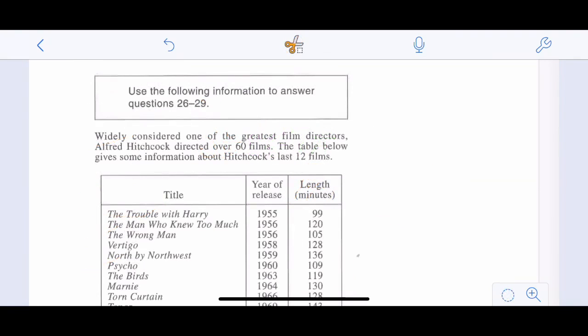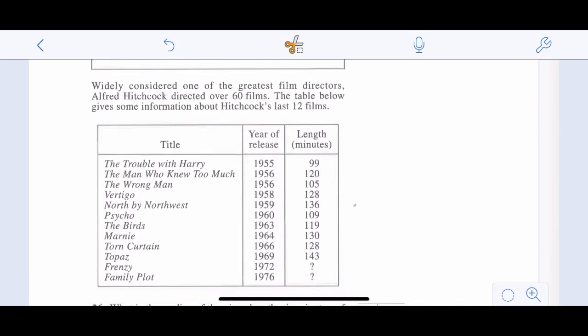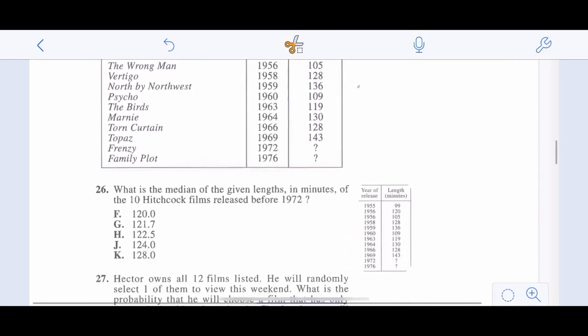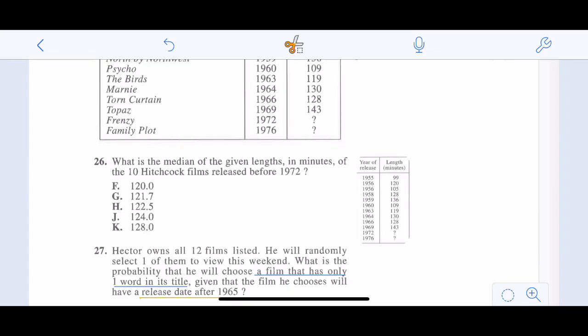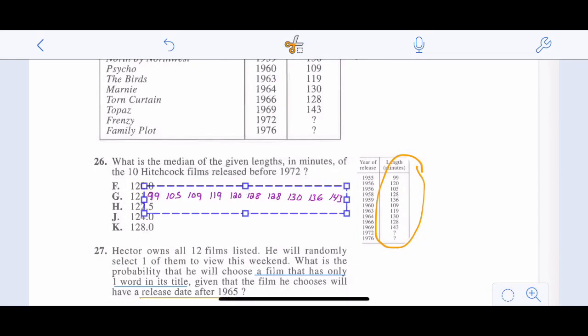The following information is about questions 26 to 29. We got films, years of release, and length in minutes. So what is the median of the given lengths in minutes of the 10 Alfred Hitchcock films? So let's repaste it over here. So we're doing length, which is these numbers. So we need to put them in order, which I already did.